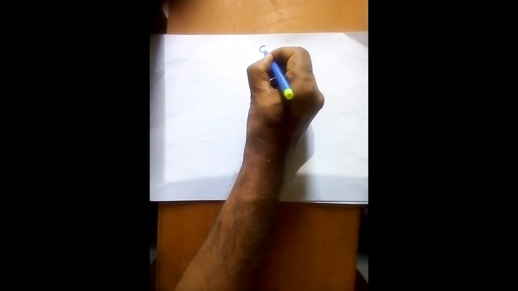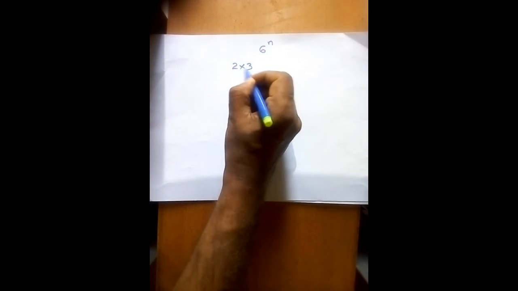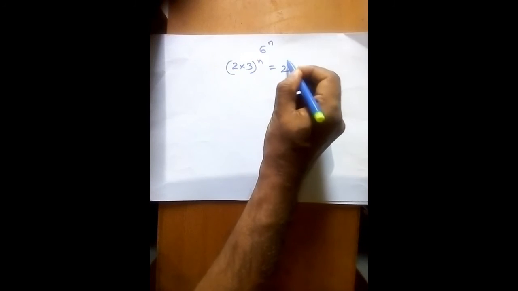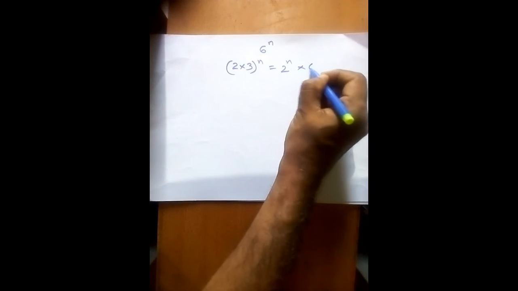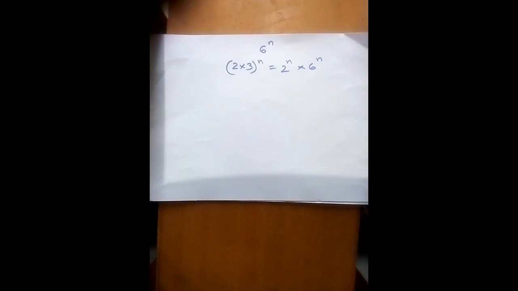Okay, now coming back to the question, 6 raised to n. 6 raised to n can be written as (2 into 3) all raised to n, that is 2 raised to n into 3 raised to n. This is true for whatever be the value of n.